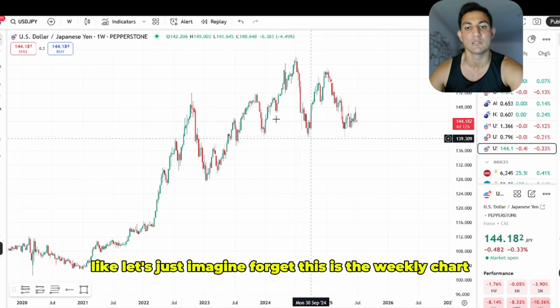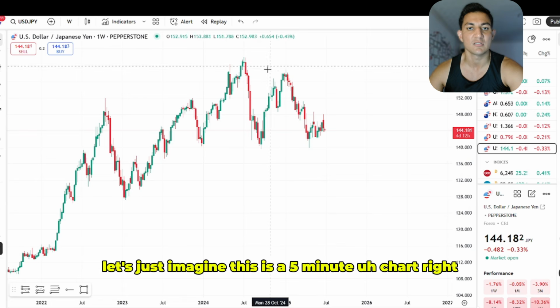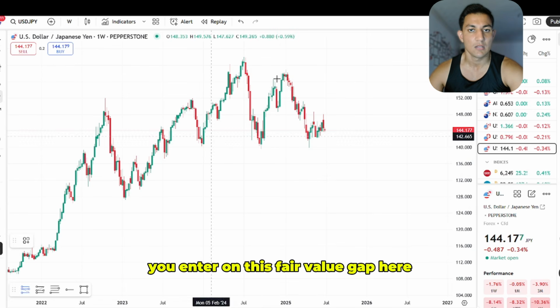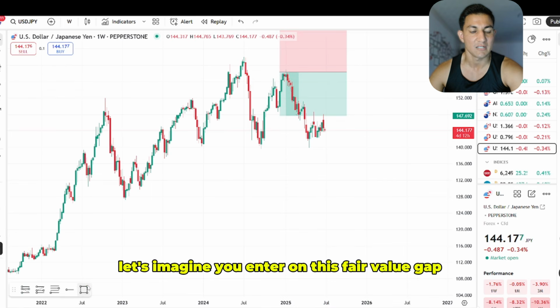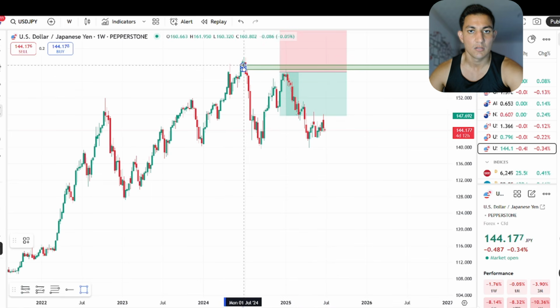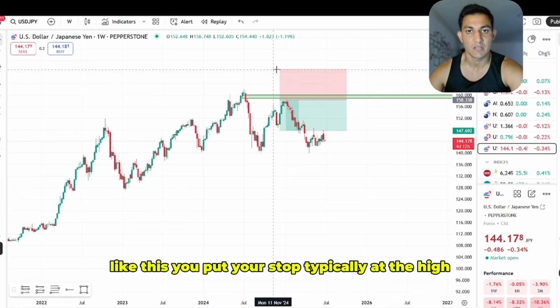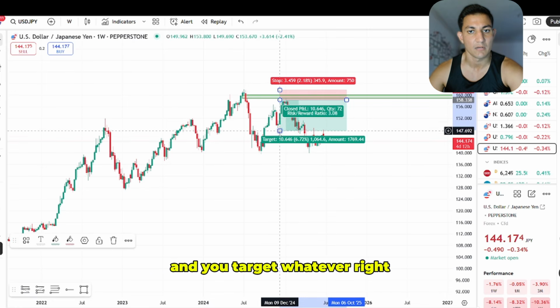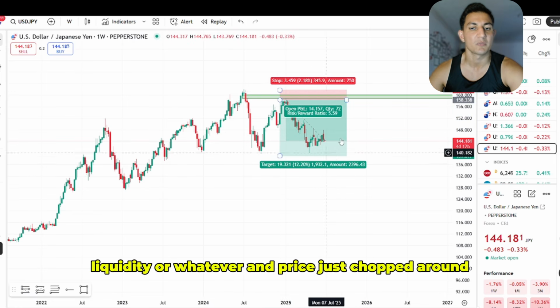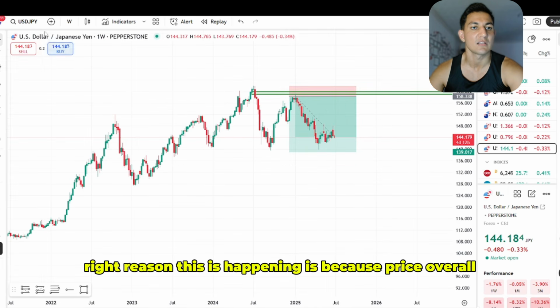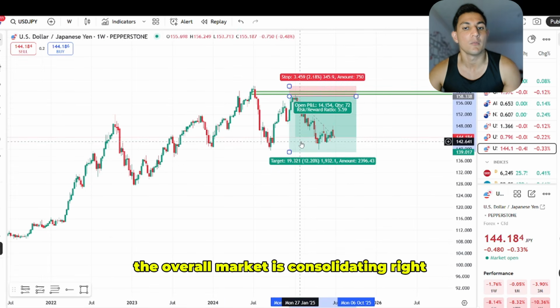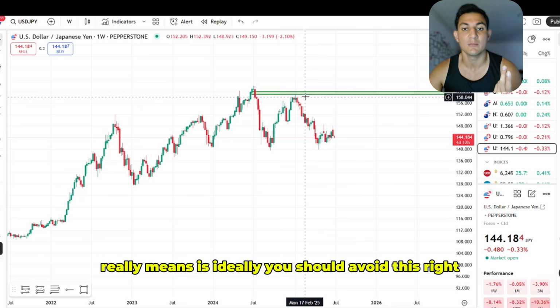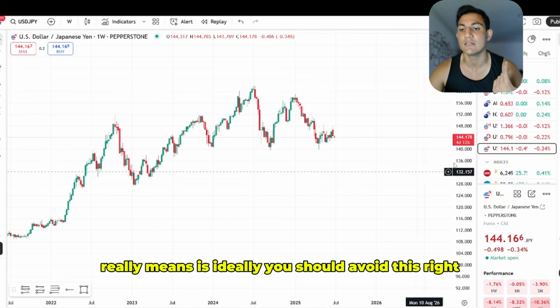Like, let's just imagine, forget this is the weekly chart. Let's just imagine this is a 5-minute chart, right? You enter on this fair value gap here. Let me just mark this out, right? Let's imagine you enter on this fair value gap like this. You put your stop typically at the high and you target whatever, liquidity or whatever, and price just chops around, right? Reason this is happening is because the overall market is consolidating, right? So what that really means is ideally you should avoid this, right?